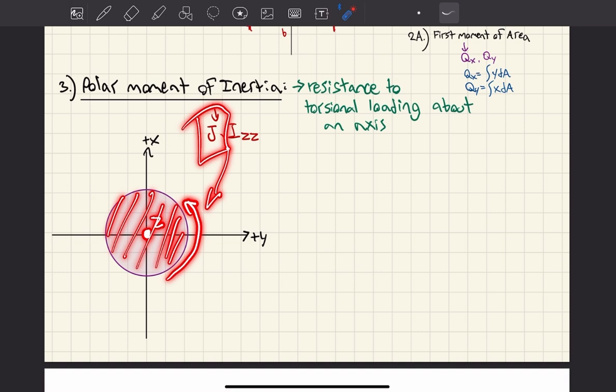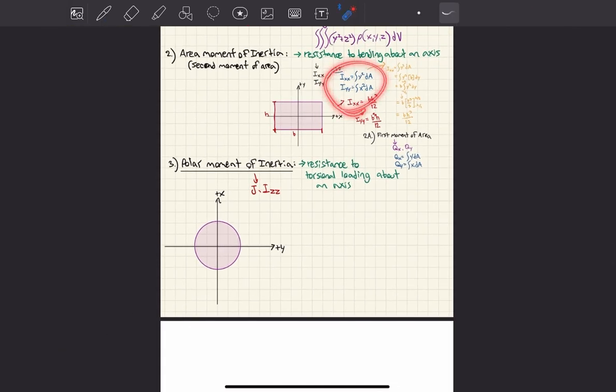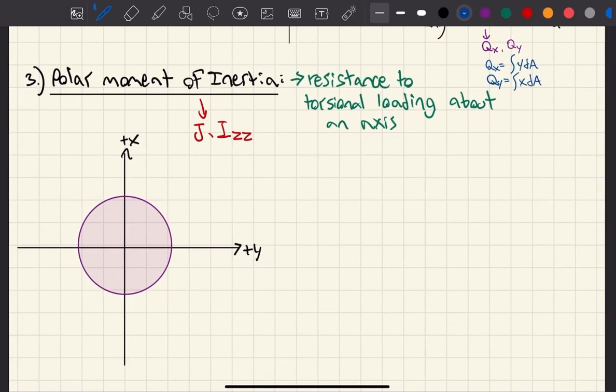Okay, how do we end up doing it? Well, this is a circular cross section, so it's much easier for me to use cylindrical coordinates. I'll give you the formula, and we'll do the exact same thing like we did before. You're just expected to know this formula. J is equal to pi over 2 R to the fourth power, where R represents the radius of our circular cross section.